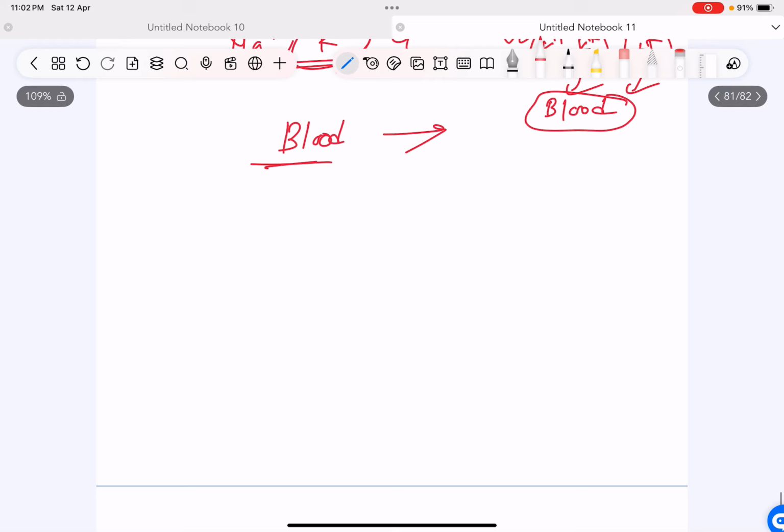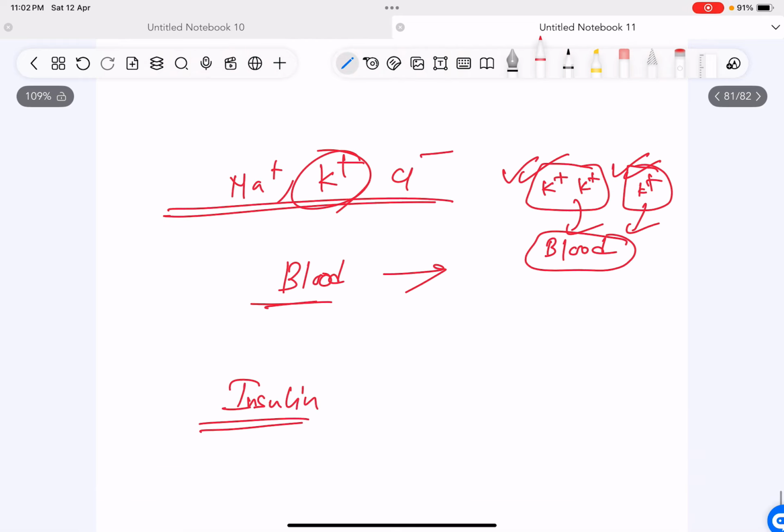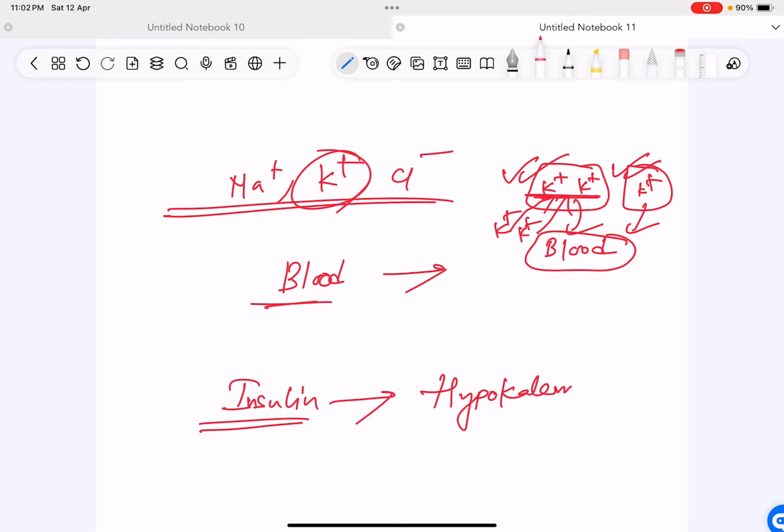That is why whenever you start insulin in these patients, what insulin will do is quickly take the potassium back inside the cell when you start the treatment, and this potassium going inside the cell will result in hypokalemia. So insulin treatment will result in hypokalemia in these patients. So you should be very careful and correct potassium along with hyperglycemia.